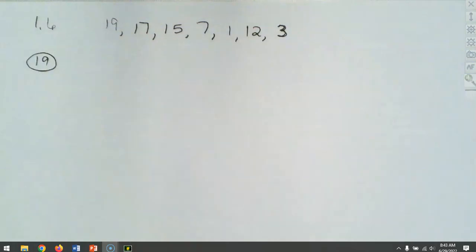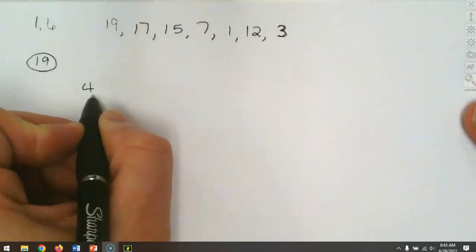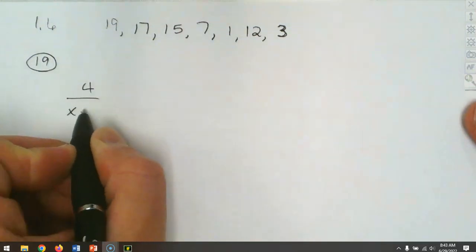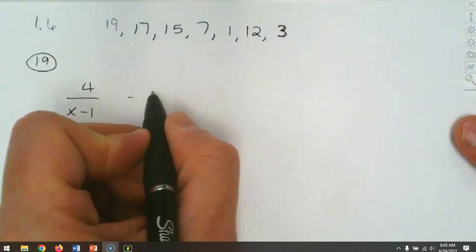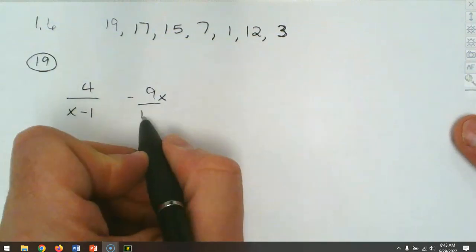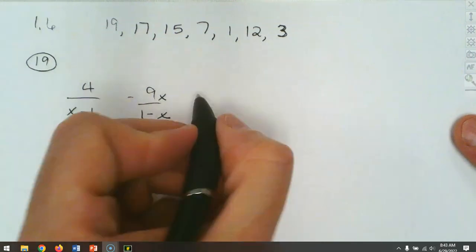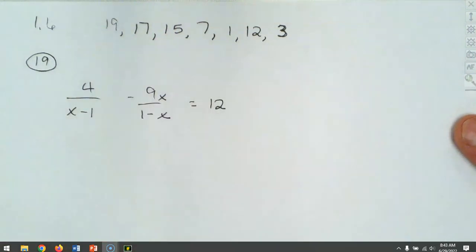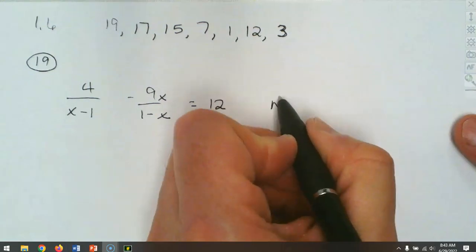Okay, so on question 19, what we're looking for is we're trying to find the values that could be solutions. We're not actually going to be solving these for an actual answer. We're just trying to look at this and see what could be a possible answer. And what we do not want is we want no division by 0.